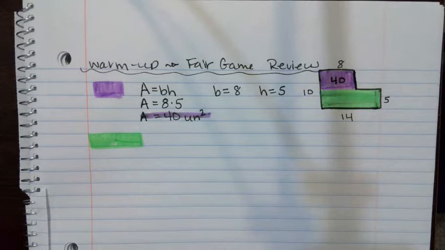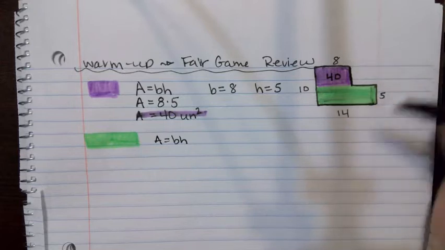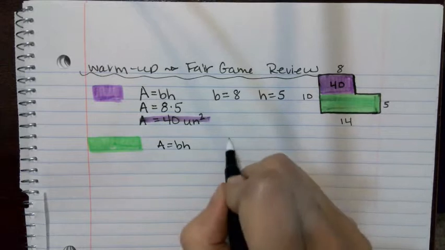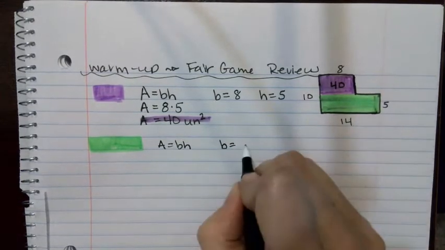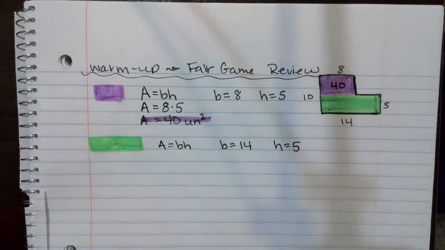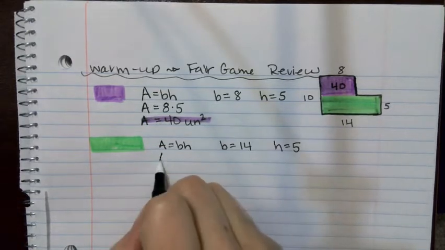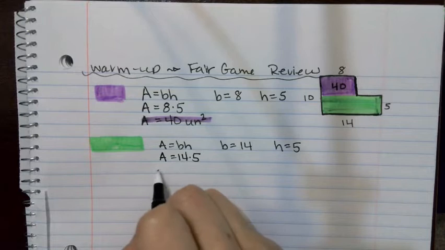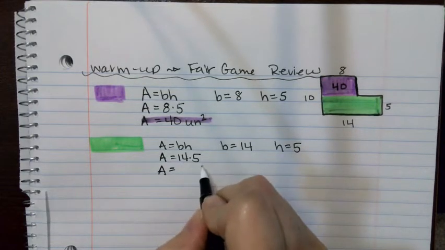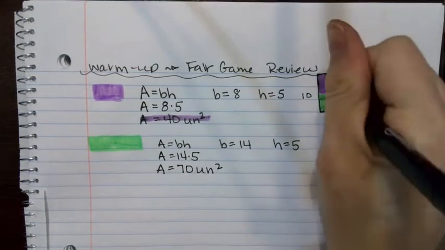Again, area equals base times height. And remember, you could have split your rectangles up lots of different ways. So the base, the bottom, is 14, and the height is 5. Now we rewrite the equation, substitute and simplify. Area equals 14 times 5. 10 times 5 is 50, and 4 times 5 is 20, so we have 70 units squared, so we can put 70 in there.